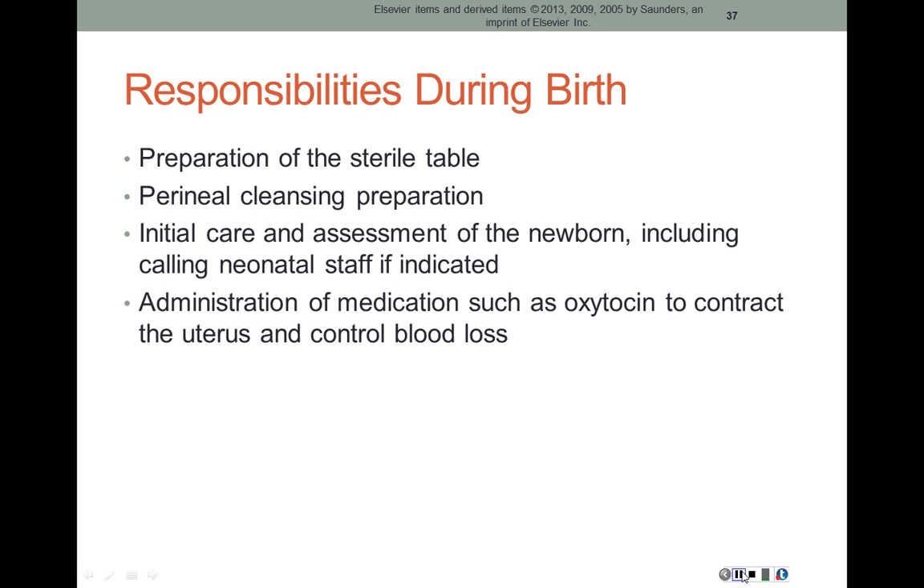The delivery nurse is going to be there, and there's going to be someone designated to take on the initial care and assessment of the newborn. There are certain things that have to be done once baby's born to make sure that baby is healthy and doing well, such as Apgar. We may have to administer medications such as oxytocin to contract the uterus and to control blood loss. So we have a lot of responsibilities there. Just be aware that you may be a jack of all trades during the birth of a baby.